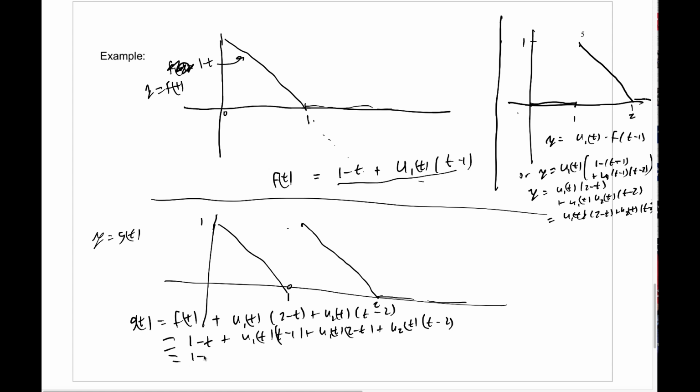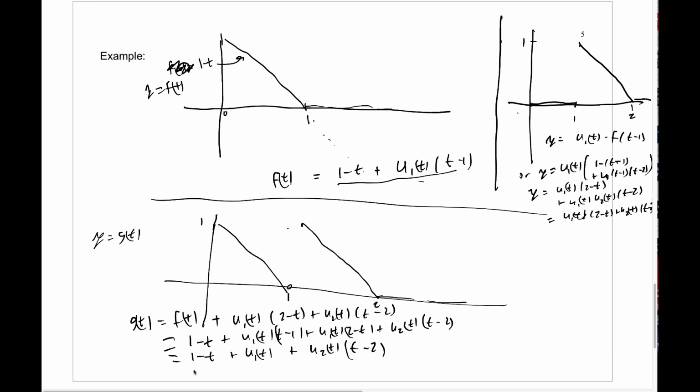And that's just 1 minus t plus u sub 1 of t. The t's here cancel. We just get u sub 1 of t times 1 plus u sub 2 of t times t minus 2, which we probably could have figured out in a simpler way, but I wanted to go through these steps to show you the different pieces here. So what is g of t? It's 1 minus t plus u sub 1 of t plus u sub 2 of t times t minus 2. You can see that that makes sense.